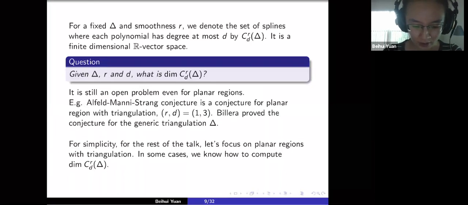And we can require smoothness. We can also require an upper bound on the degrees of those polynomials. If we do this, we will denote the subset of that spline set by this, and this d is the upper bound of the polynomial degree. And this set is still an R vector space, and it is finite dimensional. So in this case, the natural question is, what is the dimension of this space?